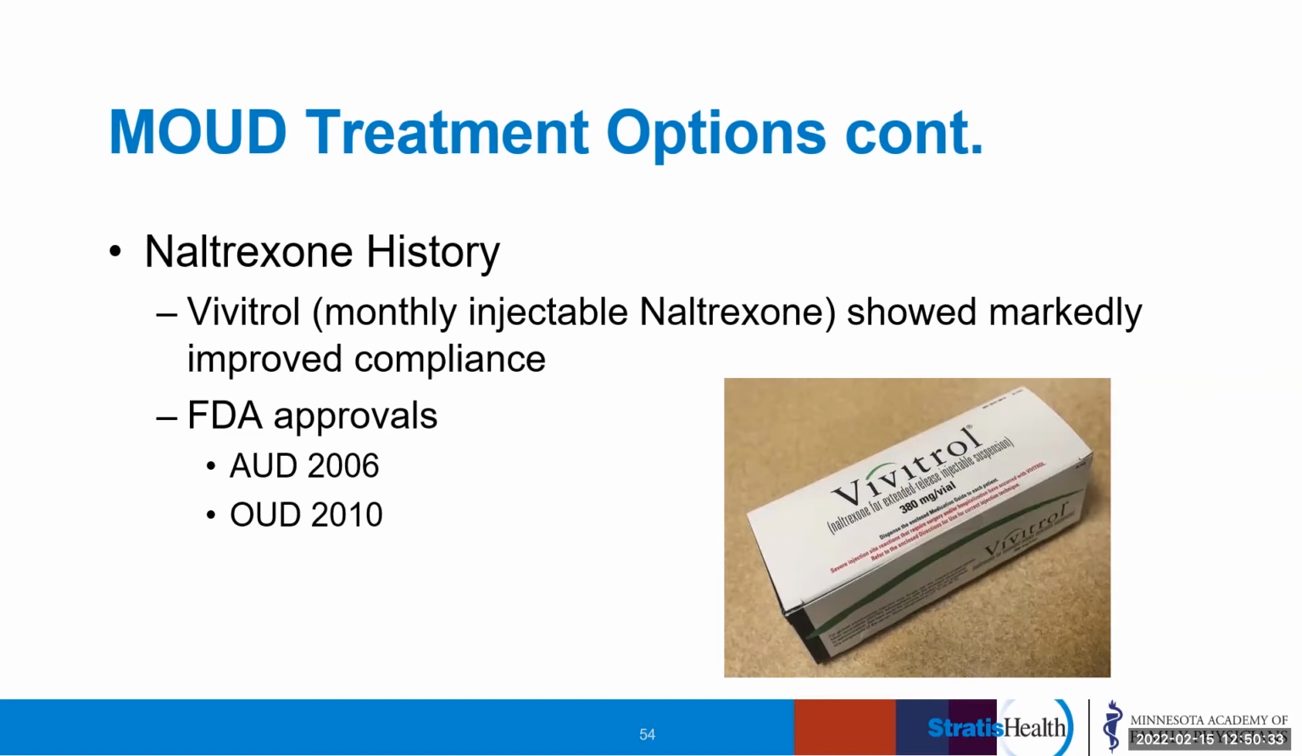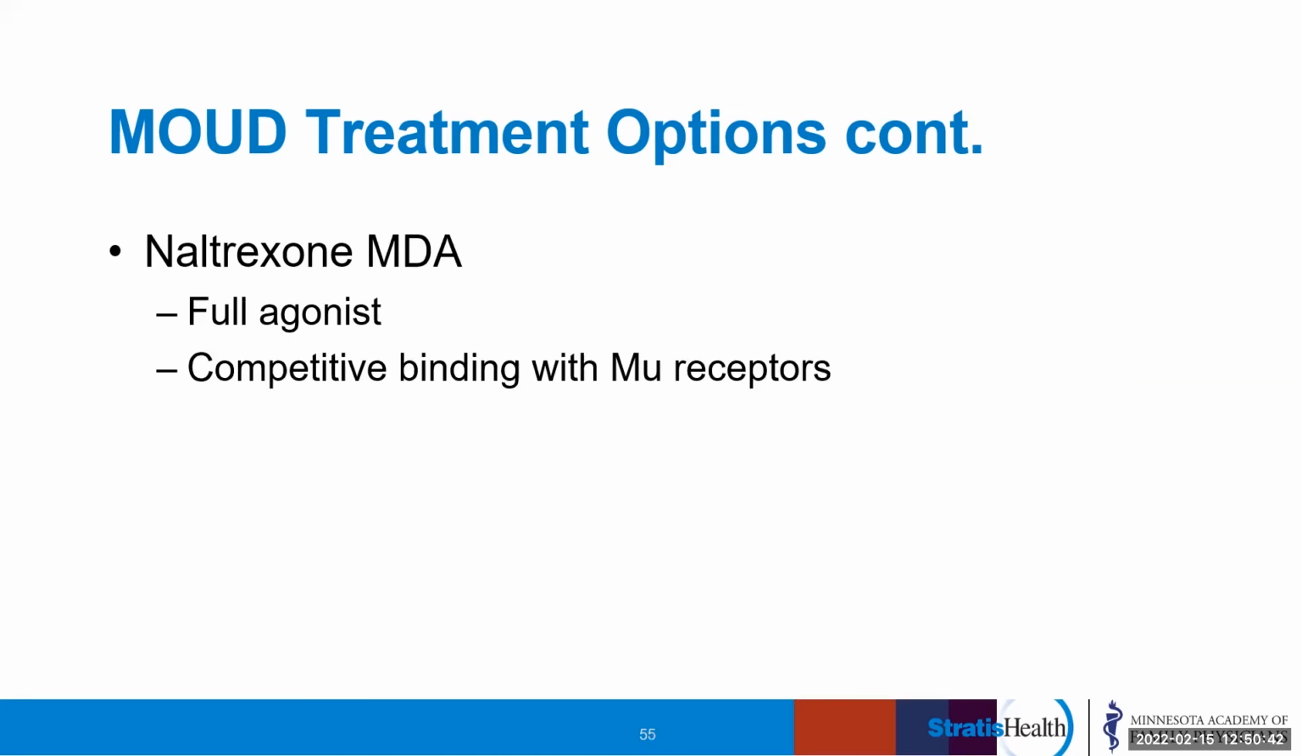And again, there are some troubles with it. We'll talk about why it's usually not your first choice, but it has its place, especially in people who have dual diagnosis. And by dual diagnosis, I mean alcohol use disorder and opioid use disorder.